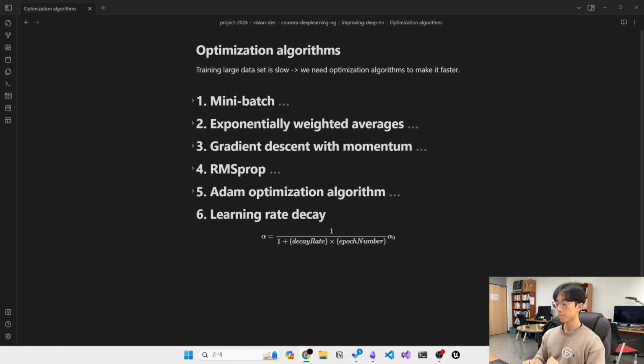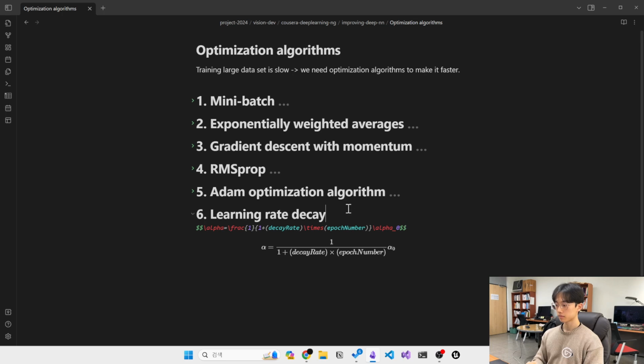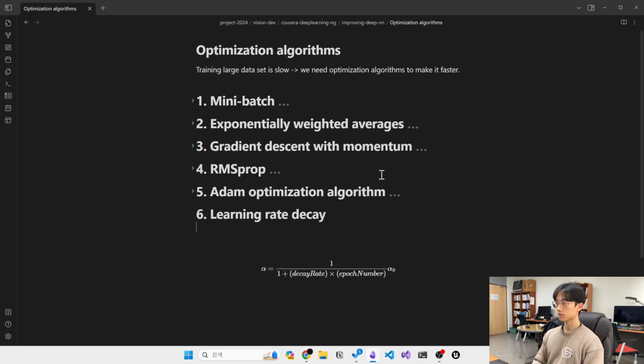One of the things that might help speed up your learning algorithm is to slowly reduce your learning rate over time. We call this learning rate decay. Let's see how you can implement this. Let's start with an example of why you might want to implement learning rate decay.